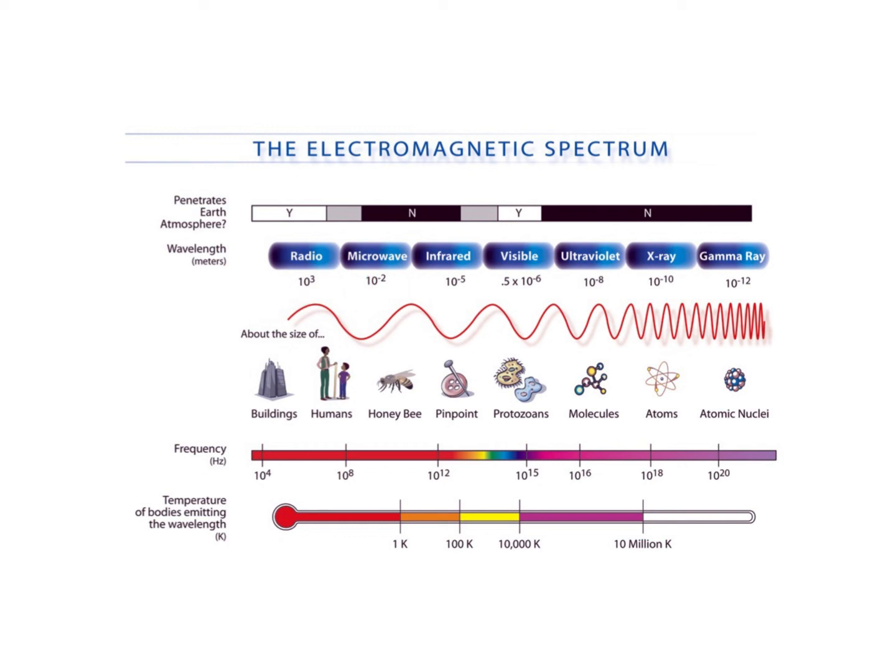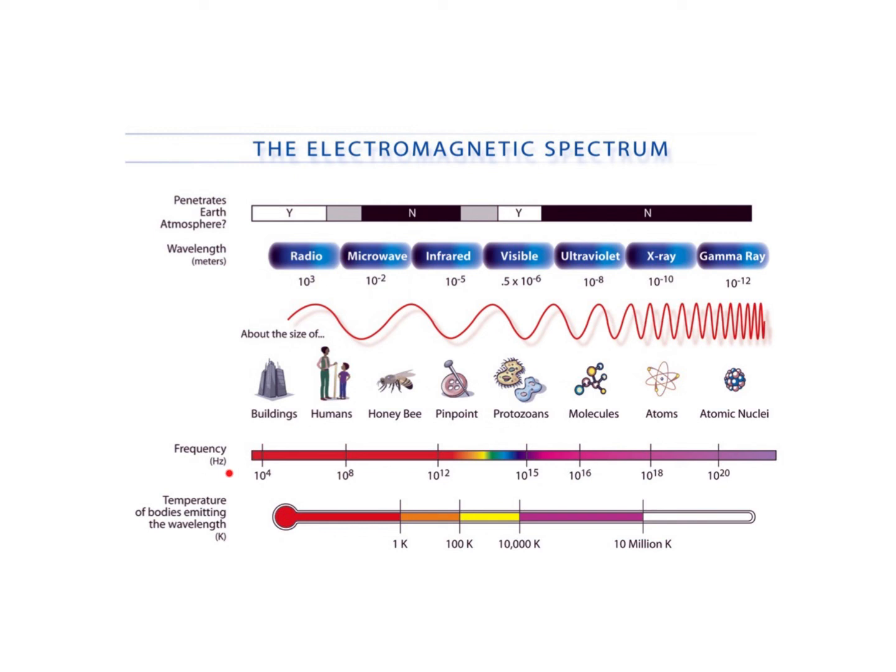You can see that you're getting down to the wavelength being about the size of a honeybee. Infrared, about the size of a pinpoint. Visible, different kinds of bacteria. Ultraviolet, you're getting down to the size of molecules. And for X-rays, the wavelengths are so short, they're about the size of atoms. And gamma rays are so short, they're about the size of the nucleus of the atoms. So you can kind of see that. And here we see the wavelengths.